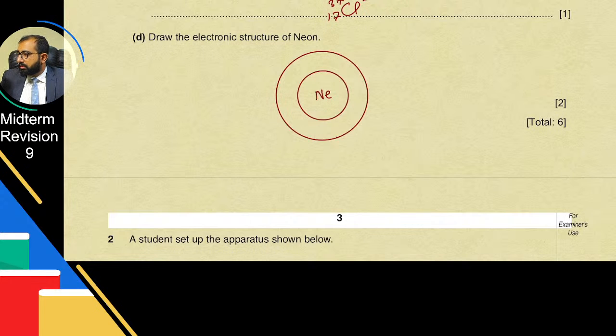Okay. Moving on. Electronic structure of neon. So that's going to be 2 and 8. Because again, how many electrons does it have? 10. So 2 and 8. That is the electronic structure.